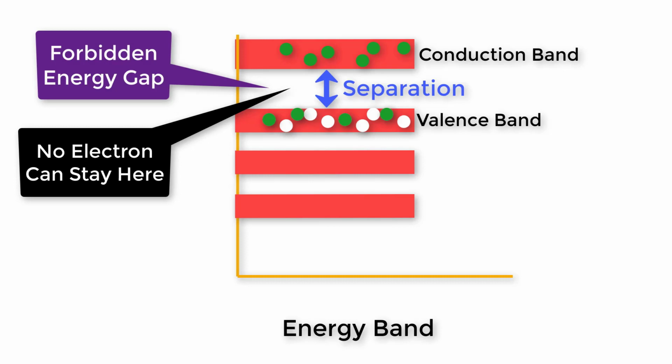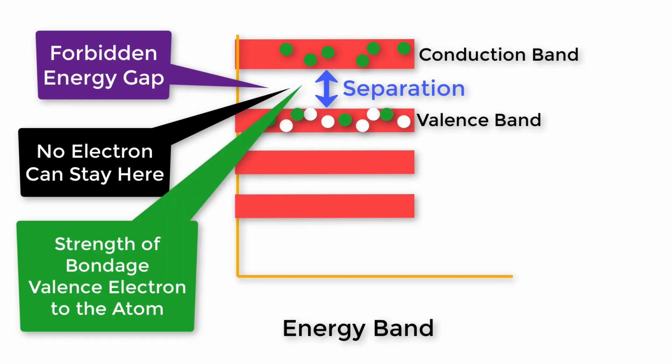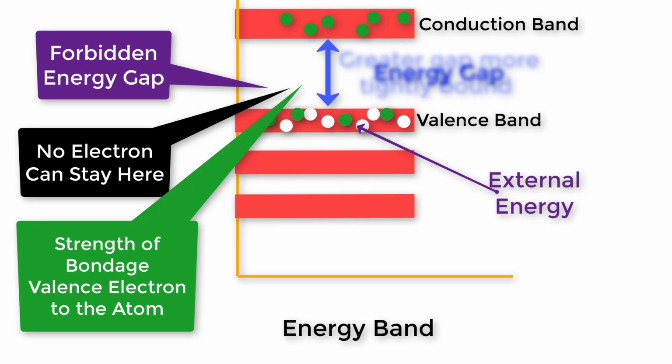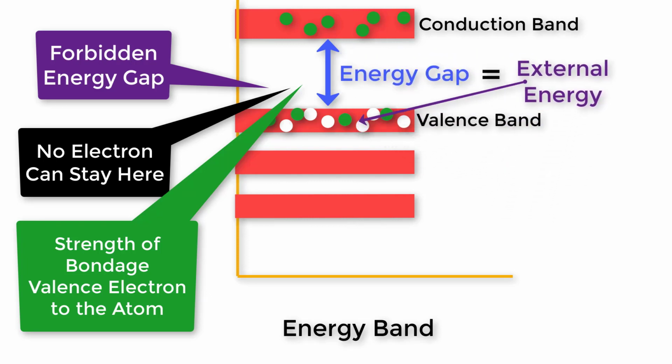No electron of a solid can stay in the forbidden energy gap as there is no allowed energy state in this region. The width of the forbidden energy gap is a measure of the bondage of valence electrons to the atom. The greater the energy gap, the more tightly the valence electrons are bound to the nucleus. In order to push an electron from valence band to conduction band, for example, to make the electron free, external energy equal to the forbidden energy gap must be supplied.